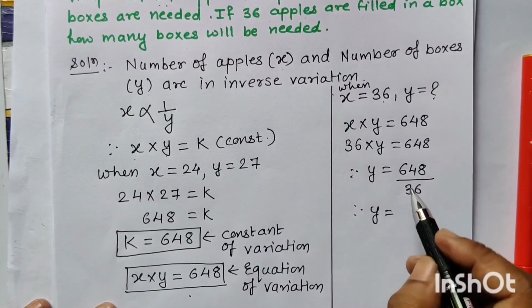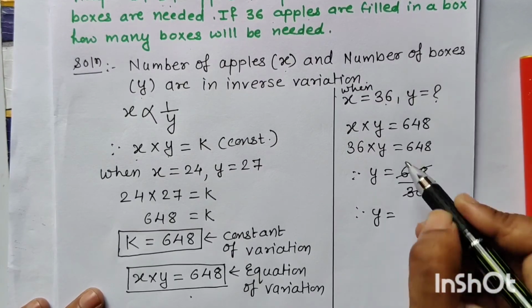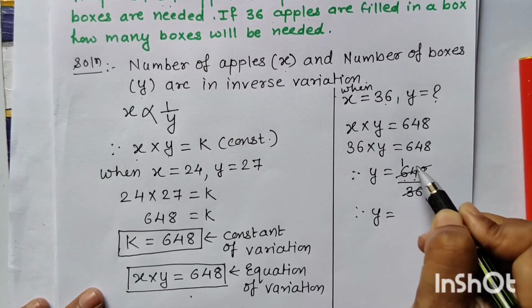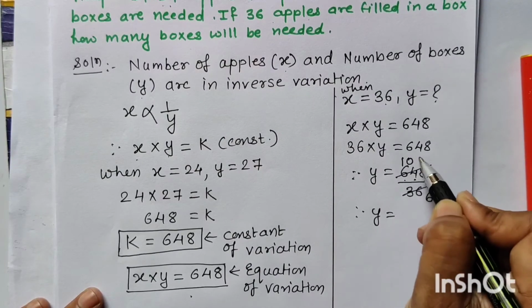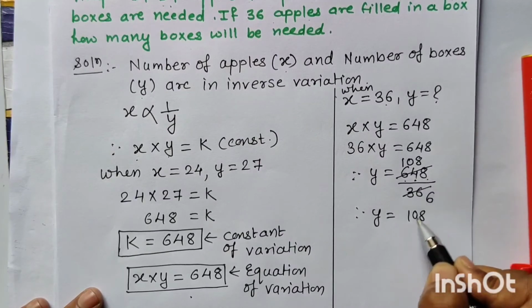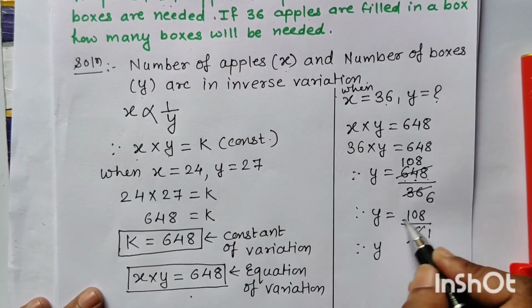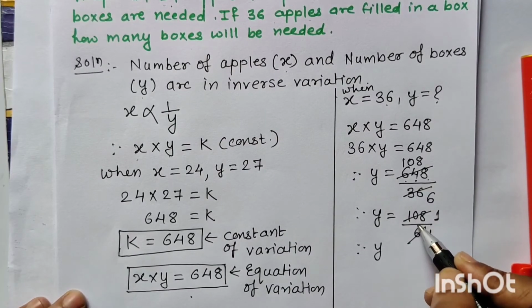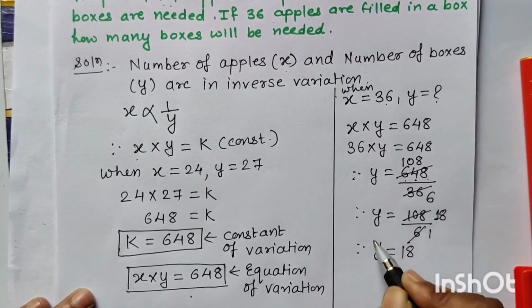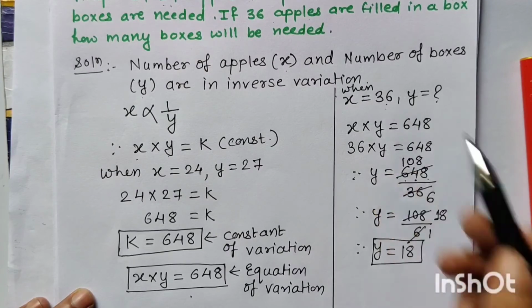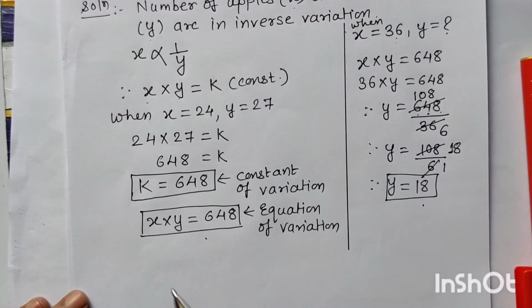y is equal to, by which number can you cancel it? I can cancel it by 6. 6 6s are 36. 6 1s are 6. 4 is there. 6 0s are 0. 4 and 8, 48. 6 8s are 48. 108 upon 6. Again we can cancel it by 6. 6 1s are 6. 10 minus 6, 4 remaining. 6 8s are 48. So y is equal to 18. So for 36 apples we require 18 boxes. So write the answer in statement form.